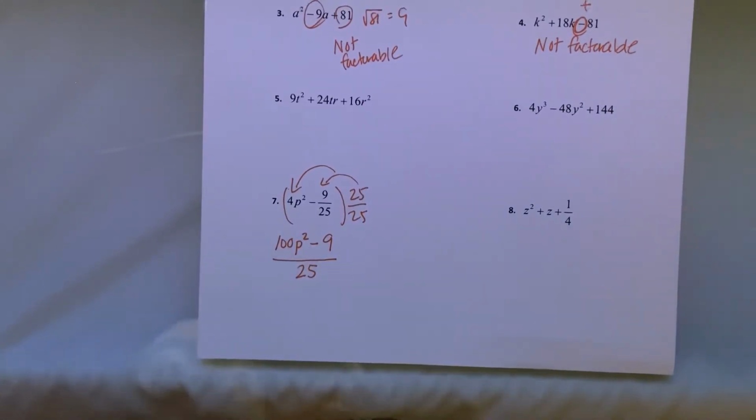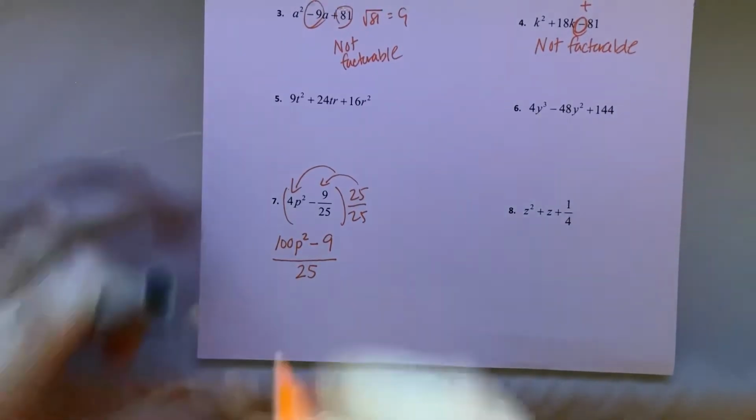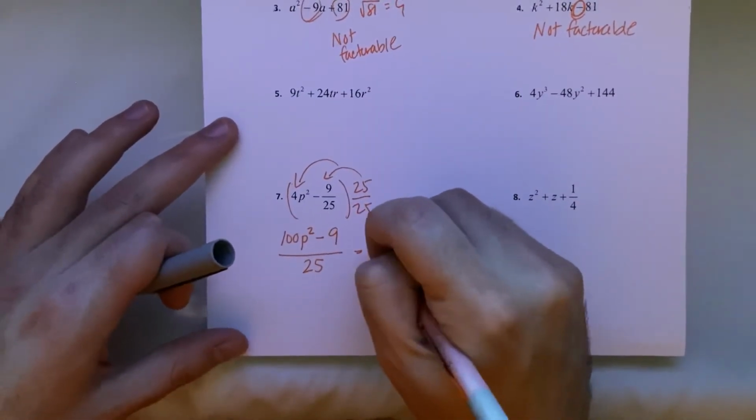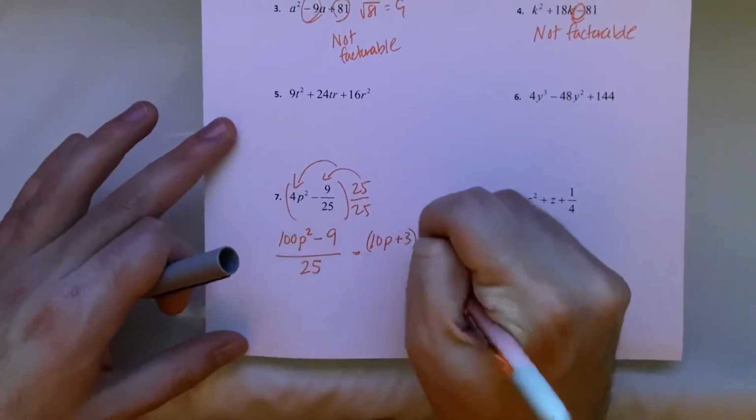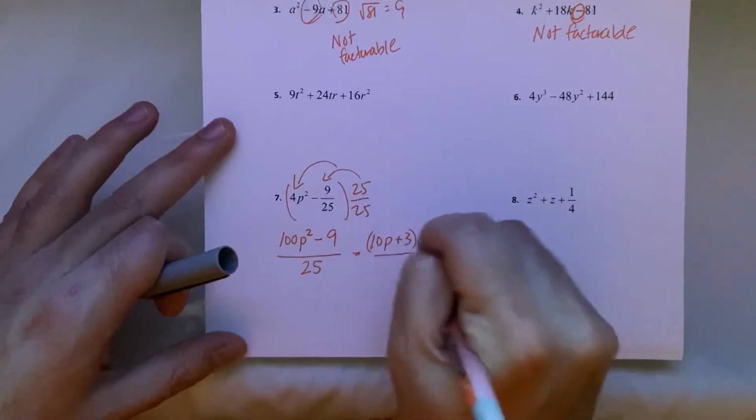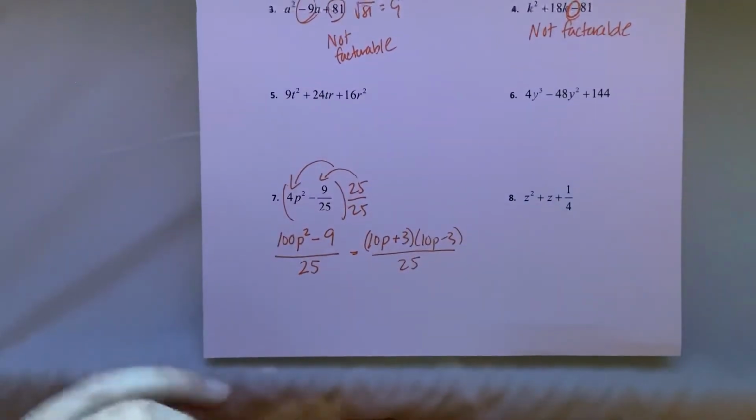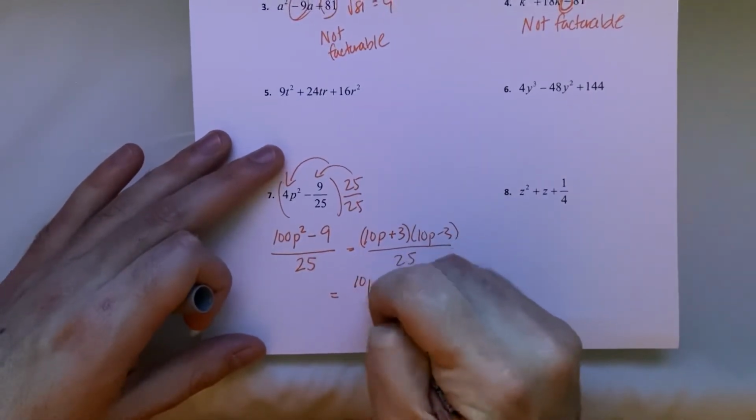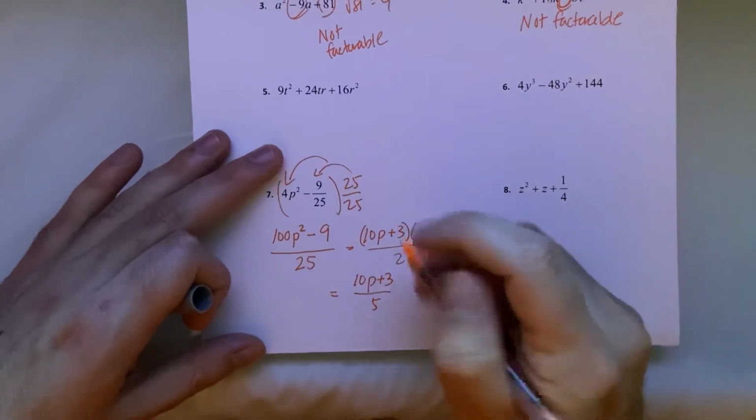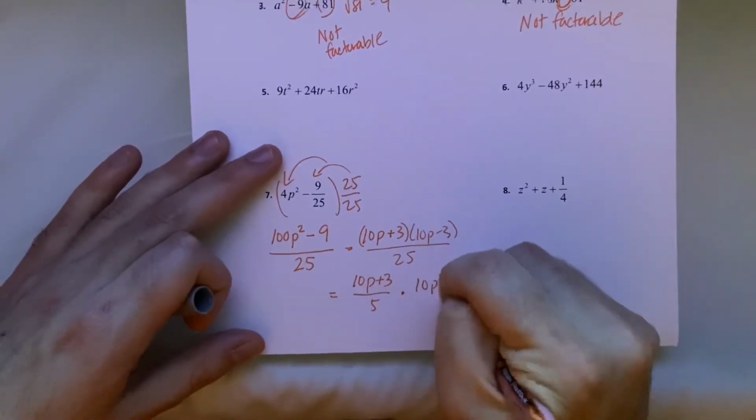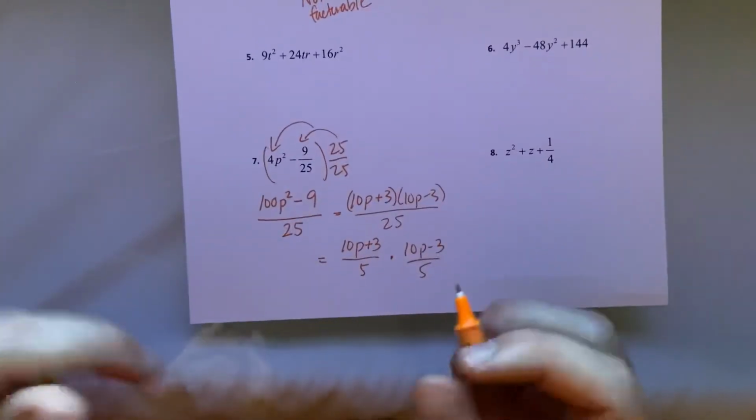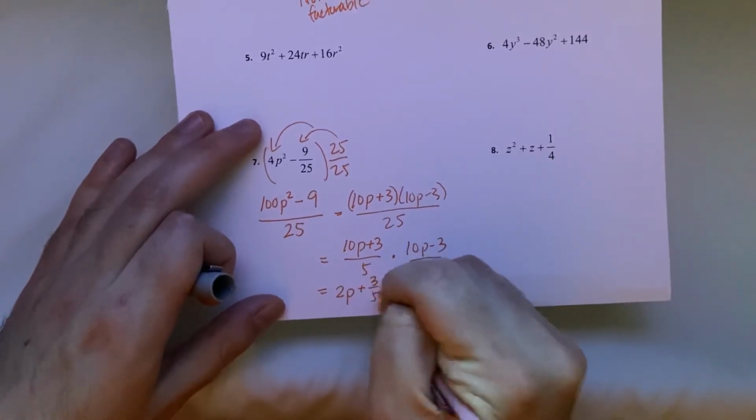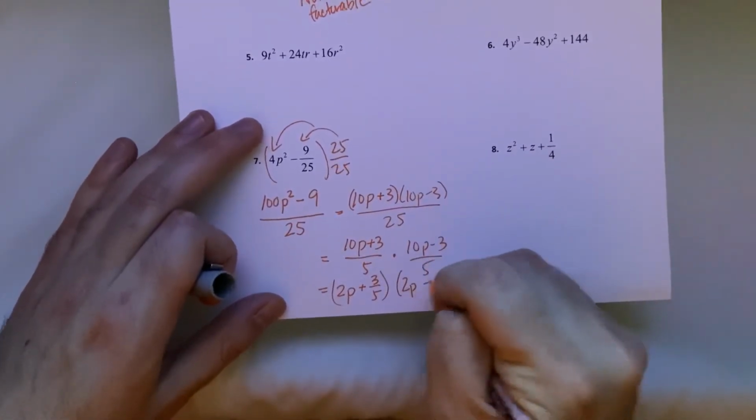So this is an alternate way to do it. When I factor this, this is perfect squares. So this would be 10p plus 3 and 10p minus 3 all over 25. Now what do we know about 25? It's 5 times 5. So I can make this 10p plus 3 over 5 times 10p minus 3 over 5. And I can clean it up from there. Make this 10 divided by 5 is 2, so 2p plus 3/5 and 2p minus 3/5.